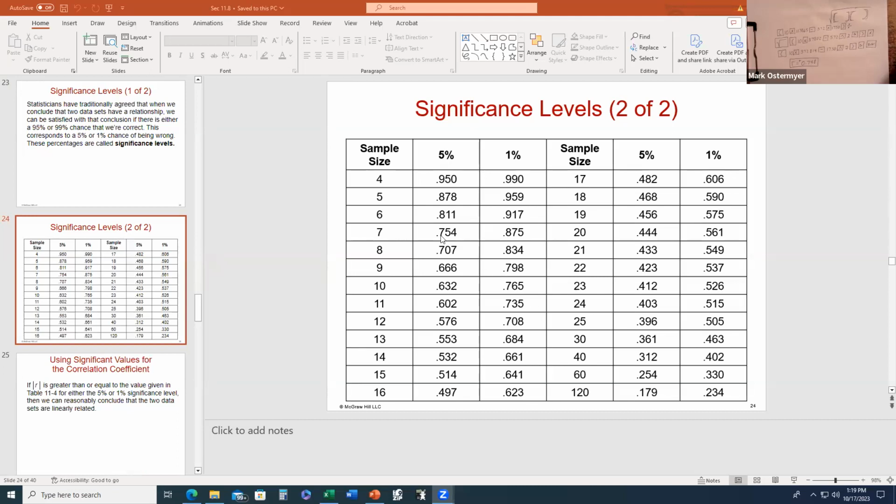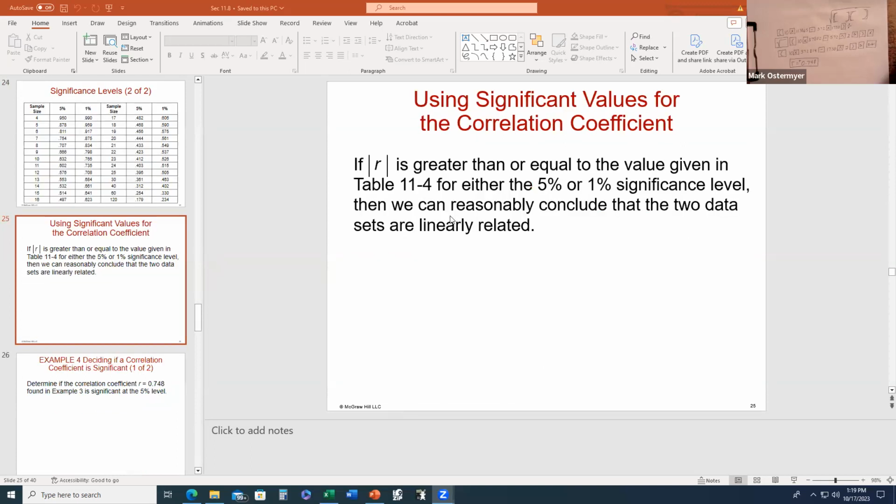All right, so what's going on here? Significance levels, sample size. You're not really going to have to worry too much about that. Like I said, we're not going to get too much into the significance idea of things. This is just saying if the absolute value of our correlation coefficient is greater than or equal to the value given in the table for either the 5% or 1% significance level, then we can reasonably conclude that the two data sets are linearly related.